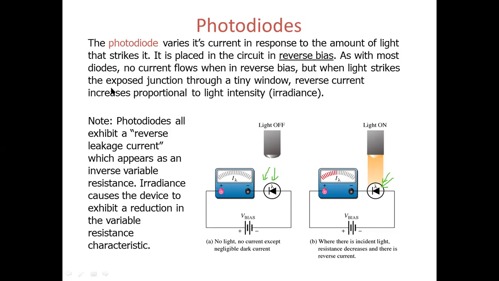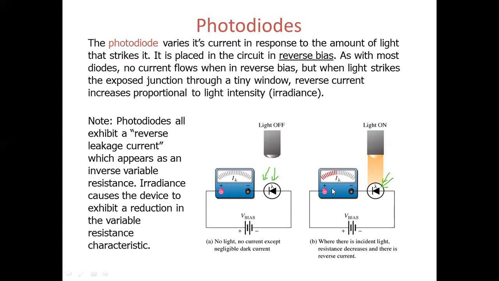As with most diodes, no current flows when in reverse bias. Most diodes means almost this one also: no current will flow in the reverse bias without any light here now. But when light strikes the exposed junction, whatever the exposed area is there outside, on that place the light strikes, then through a tiny window, reverse current increases proportional to the light intensity here now.